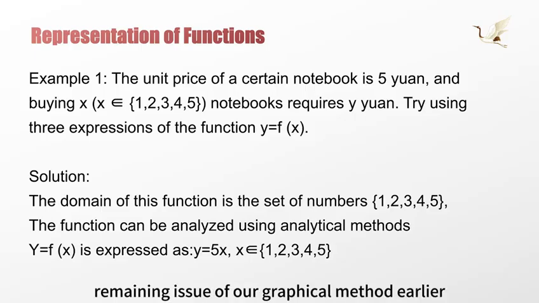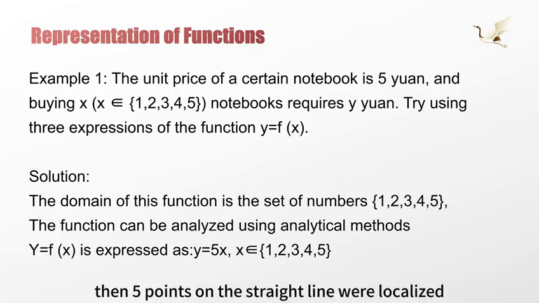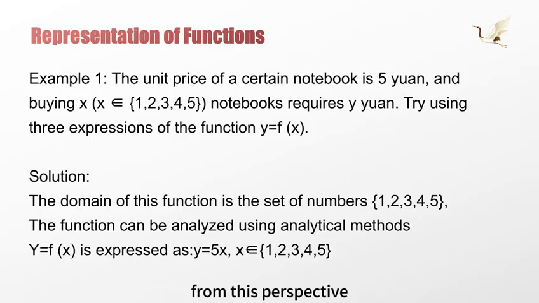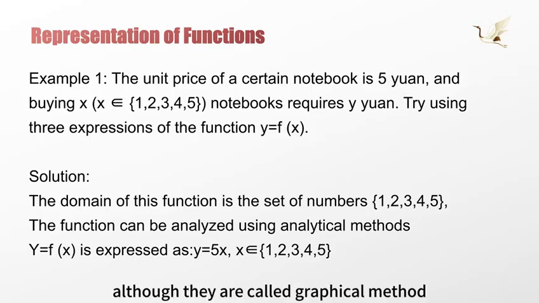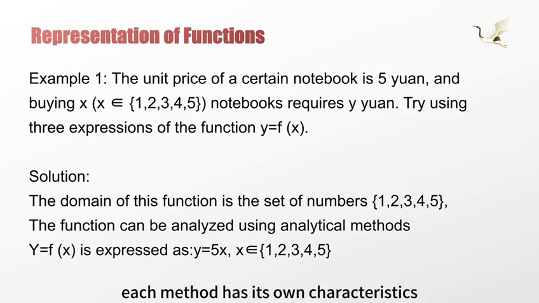Returning to the remaining issue of our graphical method earlier, those 5 points seem to be exactly on a certain straight line. Now I have answered this question through the analytic method, and it is indeed on this straight line. Then, 5 points on the straight line were located. From this perspective, we will find that although they are called the graphical method, the table method, and the analytic method, they all depict the same function from different levels and perspectives, and their essence is consistent. Of course, on the other hand, it also indicates that each method has its own characteristics.